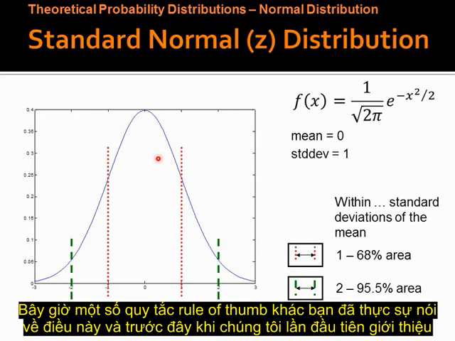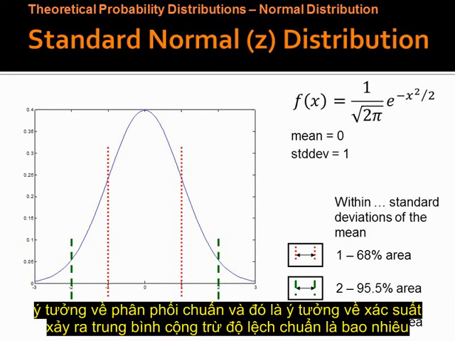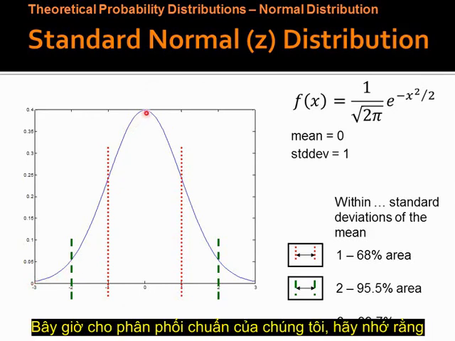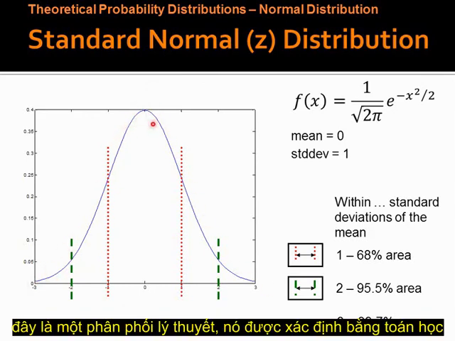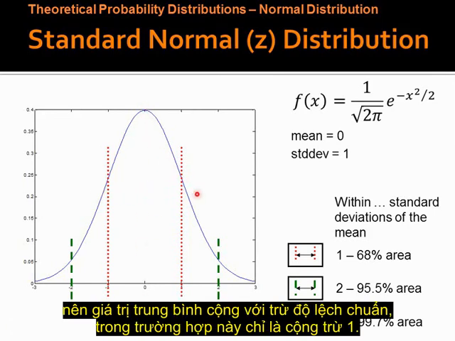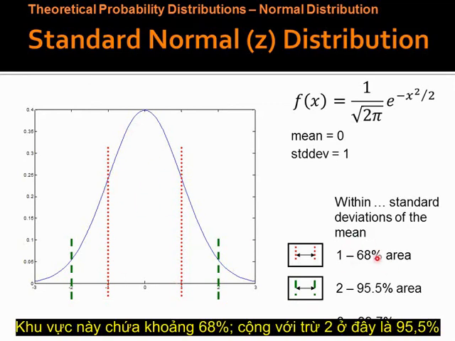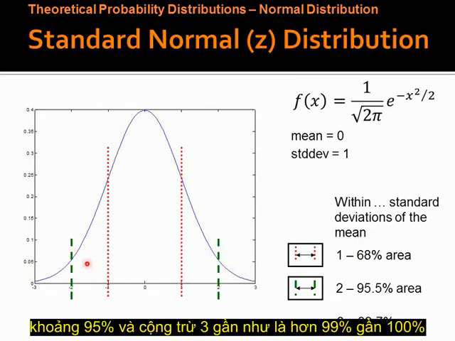Now, some other quick rules of thumb. We actually talked about this previously when we first introduced the normal distribution, and that is the idea of the percentages for the mean plus or minus standard deviations. Remember, for a normal distribution, this is a theoretical distribution, mathematically defined. So the mean plus or minus 1 standard deviation, which in this case is just plus or minus 1, contains around 68%. Plus or minus 2 is 95.5%, or about 95%. And plus or minus 3 is more than 99%, or almost 100%.